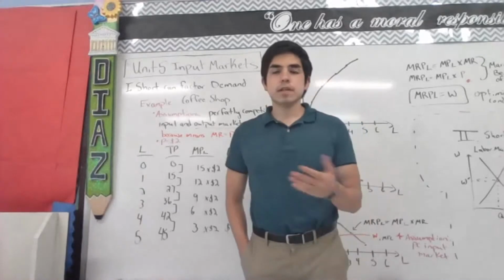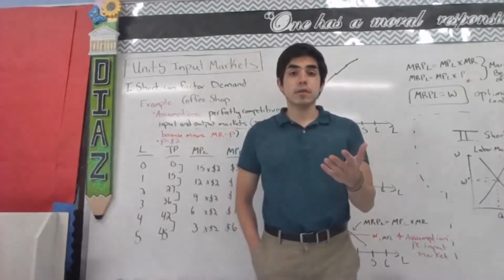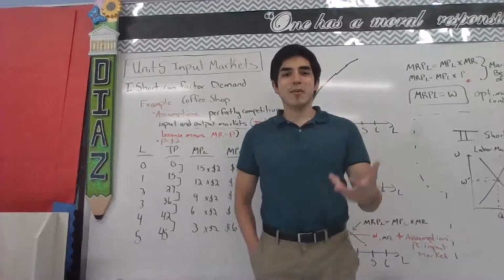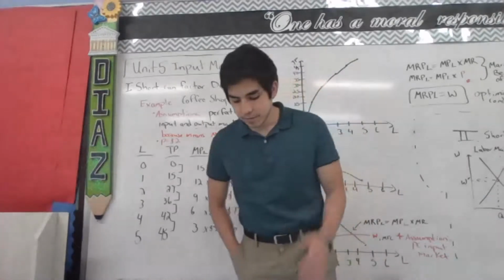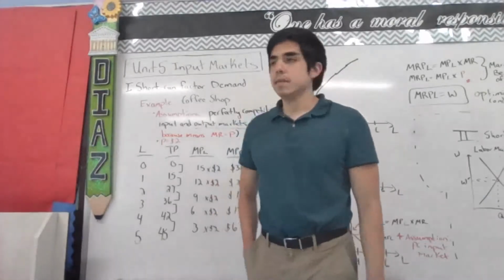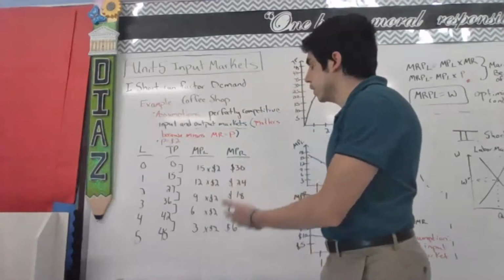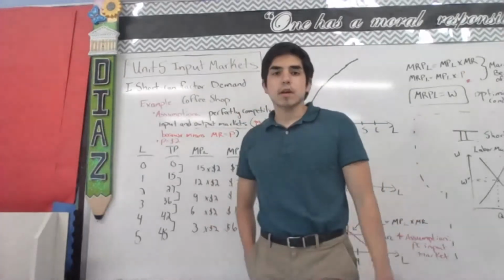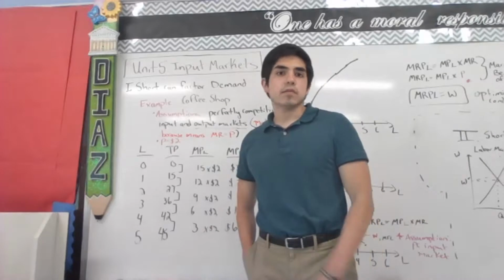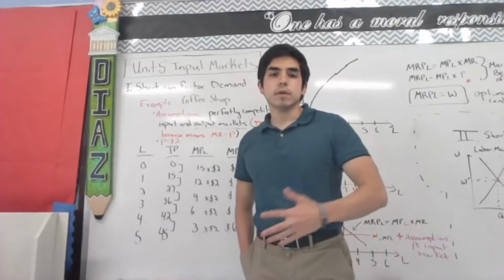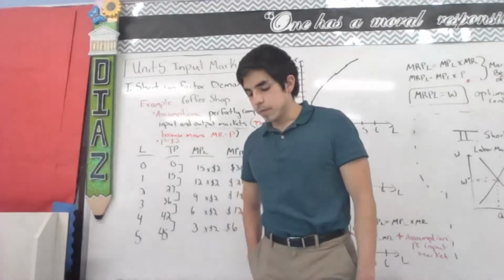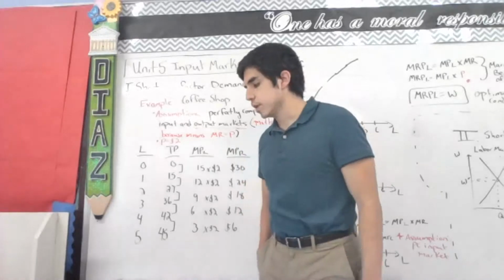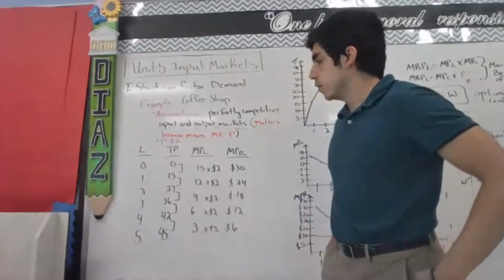Hello everyone, this is going to serve as your go-to video for Unit 5 material. Unit 5 is all about input markets, the factors of production, markets, what goes into determining prices for factors of production, and so on and so forth.